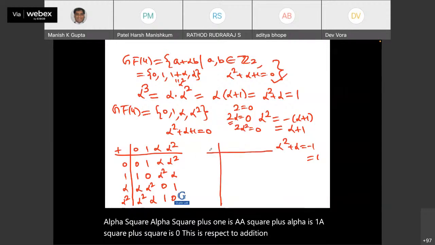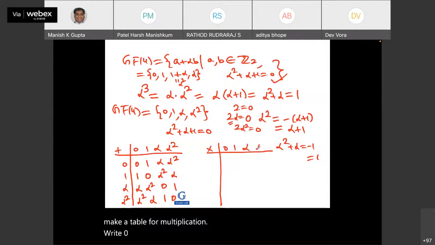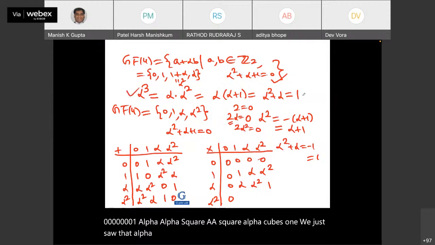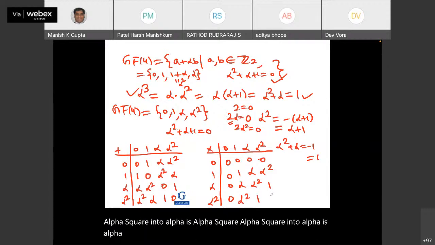Similarly, we can make a table for multiplication, right? 0, 1, alpha, alpha square. The 0 row is all 0s. Alpha into alpha is alpha square. Alpha square into alpha is alpha cube. We just saw that alpha cube is 1 here, right? Alpha square into alpha square is alpha to the power 4. Alpha raised to power 4 is what? Alpha. So we got it.